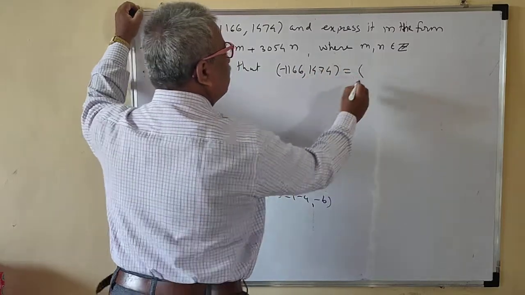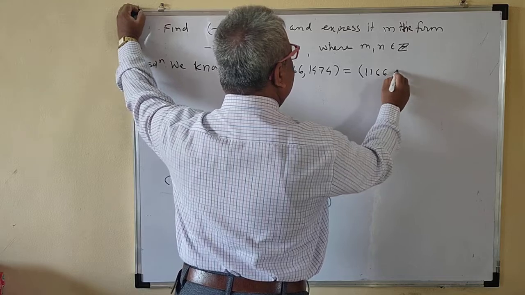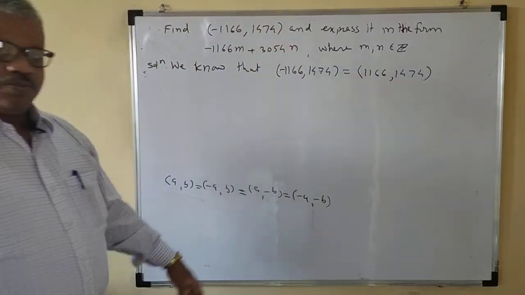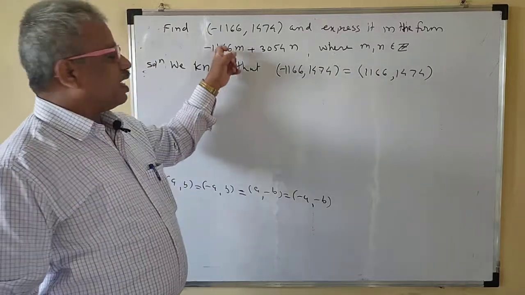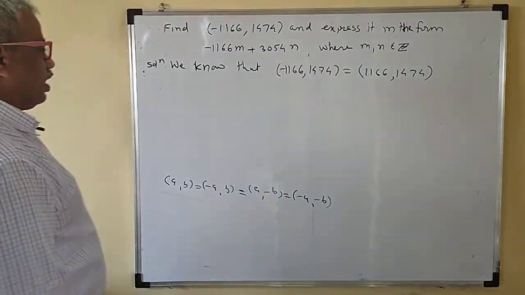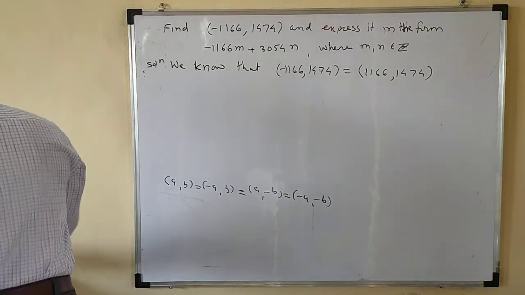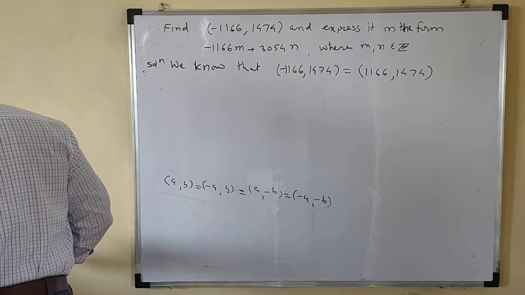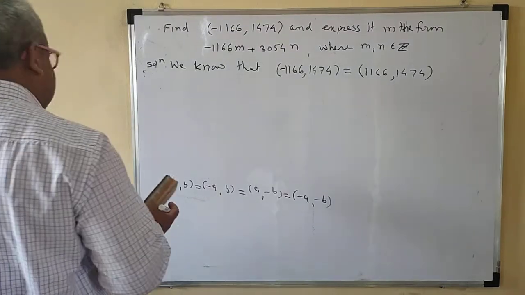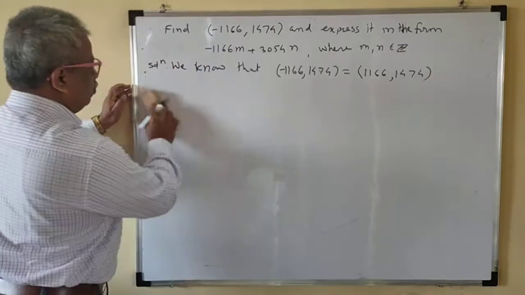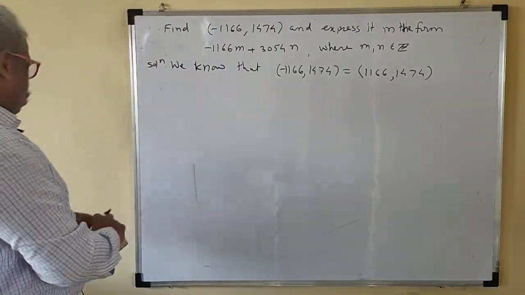So we do the process for two positive numbers, and we'll take care of this number. Because you know that the GCD is always positive. Okay, GCD is always positive. So we'll apply the same thing.